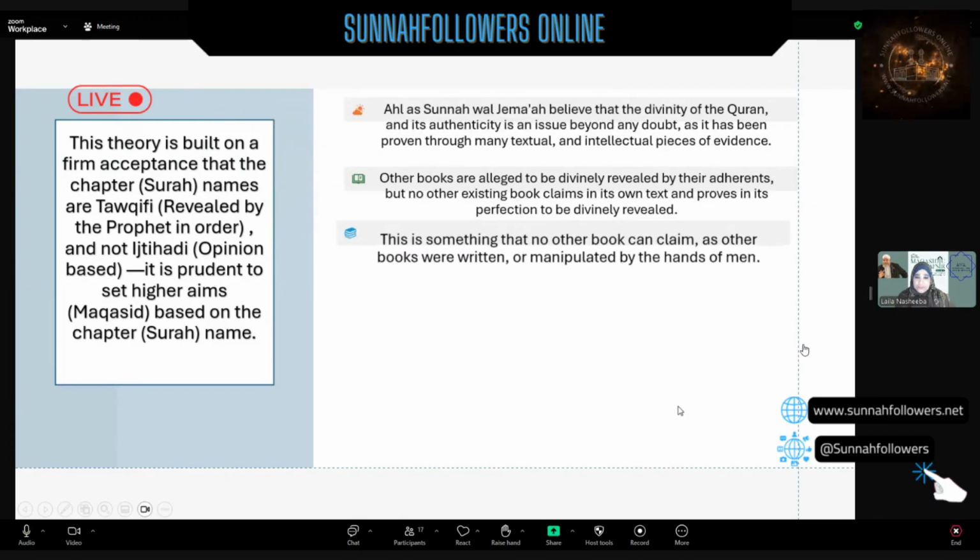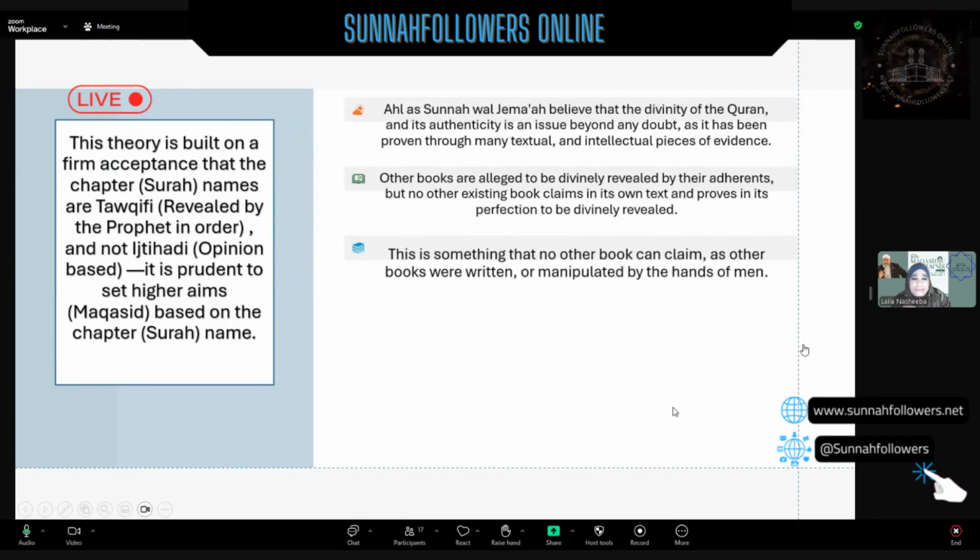Other books are claimed to be divinely revealed when they're not. For example, the Bible. The Bible doesn't exist. We all know that as Muslims, because Allah says whenever he sent a book of revelation, he destroyed the previous book, because that new book of revelation replaced what came before it. So there is no Bible on this planet today. Allah destroyed the Bible before he sent down the Quran.